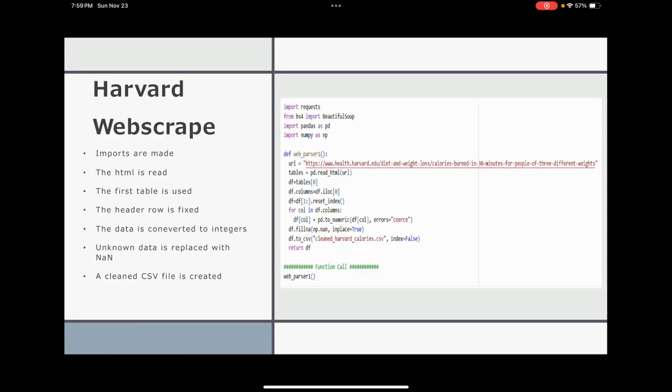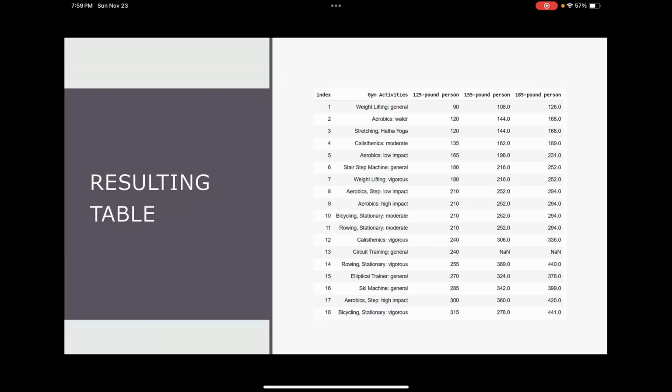Secondly, we have our Harvard web scrape. Imports are made, the HTML is read, the first table on the website is used, and the header row is fixed. The data is converted to integers, and unknown data is replaced with NaNs, and a clean CSV file is created. And this is the result.